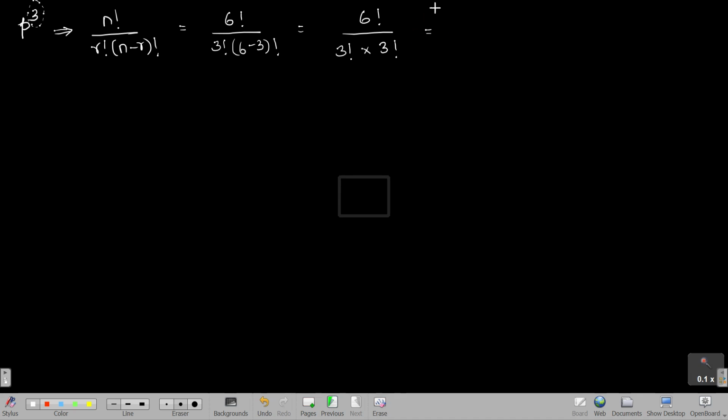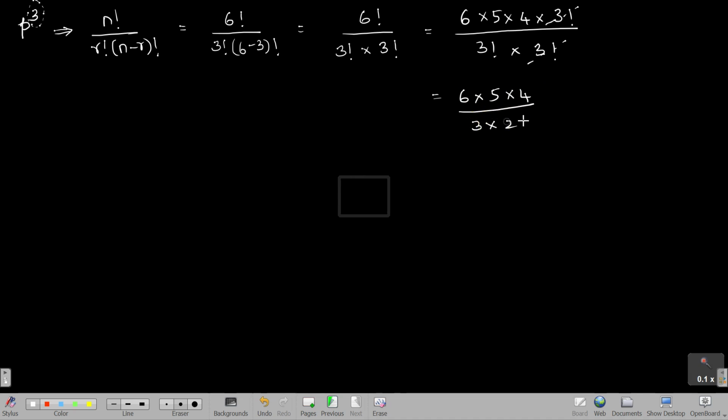So either you can fully put it and solve it, or the better way is, up till the denominator part, you can write it. So 6 into 5 into 4 into 3 factorial divided by 3 factorial into 3 factorial. So one 3 factorial and one 3 factorial will get cancelled, and then you can write it as 6 into 5 into 4 divided by 3 into 2 into 1. So 3 2s are 6, the 2 gets cancelled, 5 4s are 20. So the correct answer is 20.